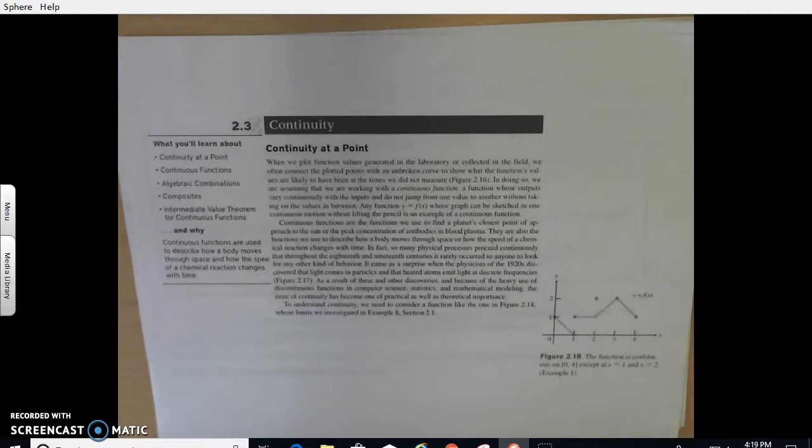Guys, today we're going to do 2-3 part 1, continuity. We've been working with continuous functions, and a continuous function would be a function where you can draw it in one continuous motion. If we could draw our function without lifting the pencil, the function would be continuous. Today we're specifically going to talk about continuity at a point and continuous functions.